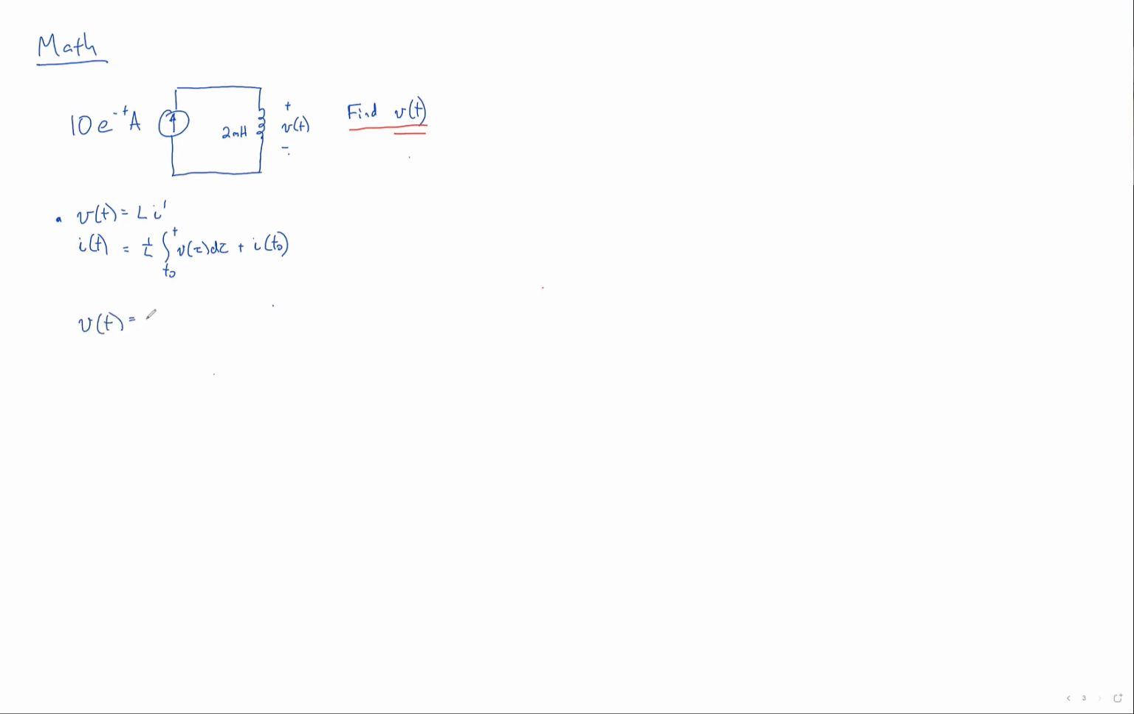Tell me, what is L in this equation? 2 milli. 2 millis. Yeah. And tell me what the derivative of the current is. Negative 10 e to the power of minus t. That's right. So now we can just multiply these two things, and the units are going to be volts. So 2 times minus 10 is minus 20. And then we have e to the minus t, and the millis just come right out here.